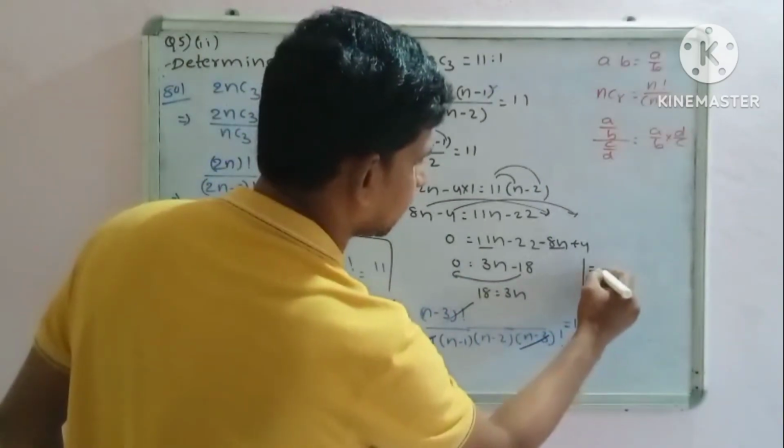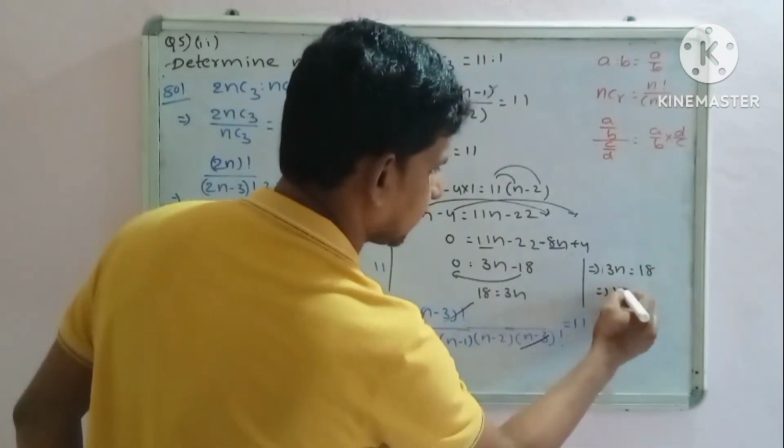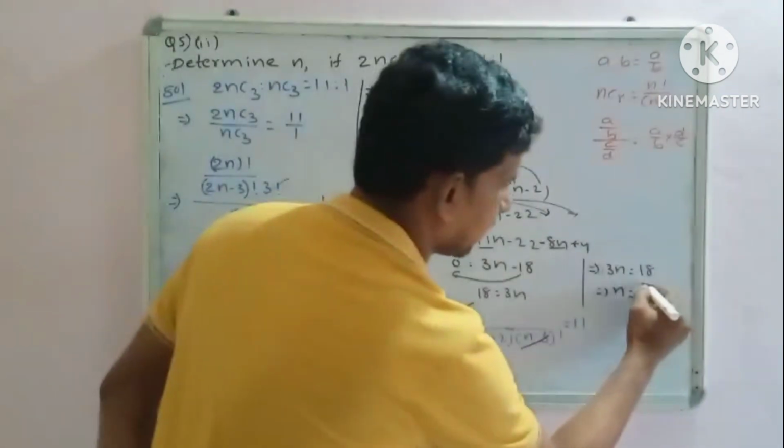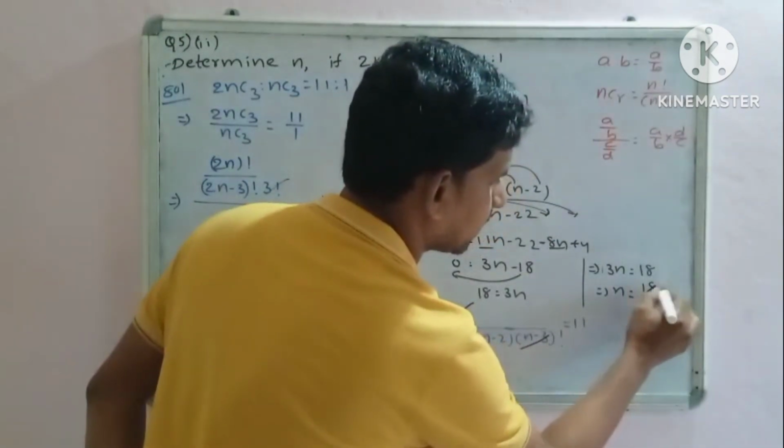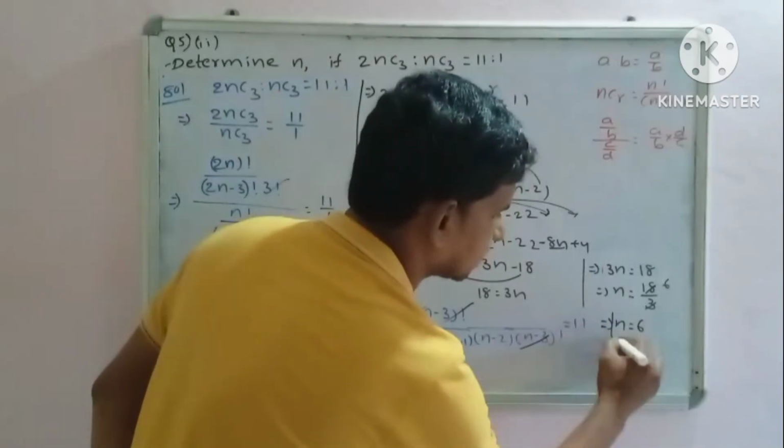Okay. Therefore, 3n equals 18. n equals 18 over 3. 3 how many times? 6 times. Therefore, n equals 6.